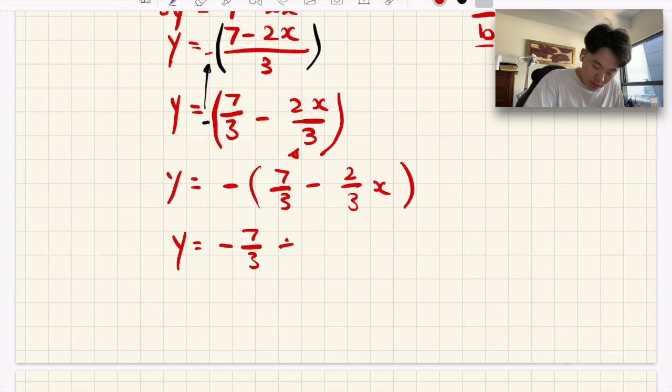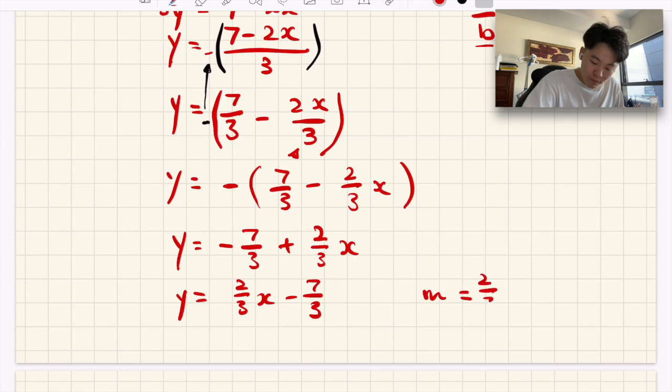Negative and negative is plus, so plus 2 over 3x. That's it. And now rearrange it so that it would be 2 over 3x minus 7 over 3. Therefore, from here, we know that the gradient is 2 over 3, and the y-intercept is negative 7 over 3.